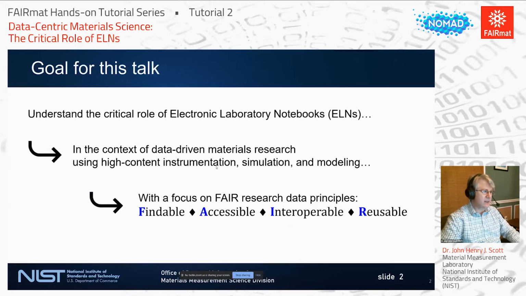Before I get started, I just want to make sure what we're talking about here. The goal of my first overview talk is to understand how critical electronic lab notebooks really are in research activity these days, in the context specifically of data-driven or data-intensive materials research, when using things like high-content instrumentation, high-throughput measurement, simulation, and modeling, and with a focus on the FAIR research data principles: findable, accessible, interoperable, and reusable.